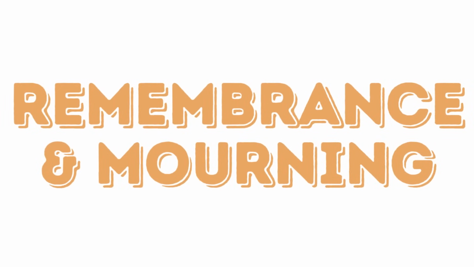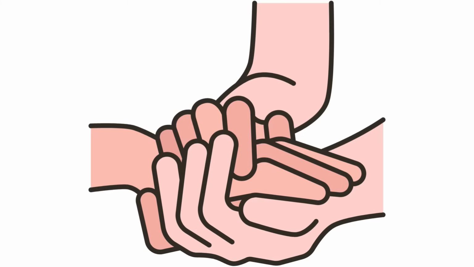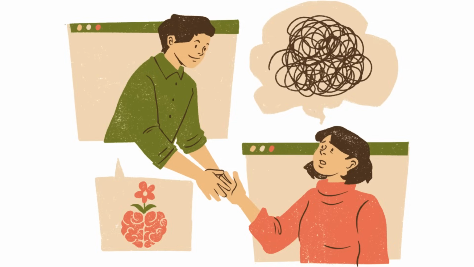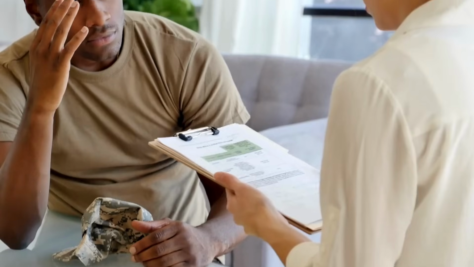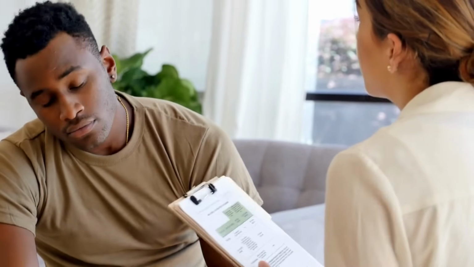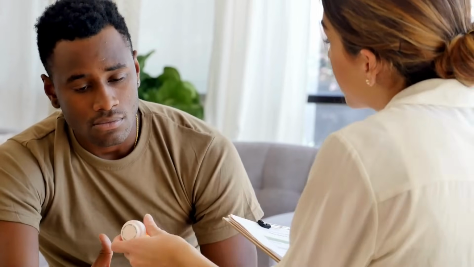2. Remembrance and mourning. Description. This stage involves revisiting and processing the traumatic memories in a controlled and supportive environment. The client begins to confront and express feelings associated with the trauma. Example. A veteran with PTSD might use narrative therapy to recount their experiences during combat, with the counselor guiding them through the process and helping them manage intense emotions.